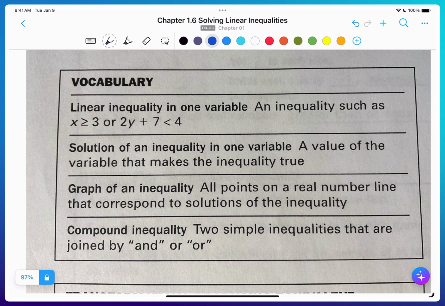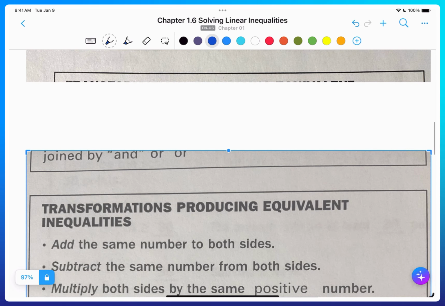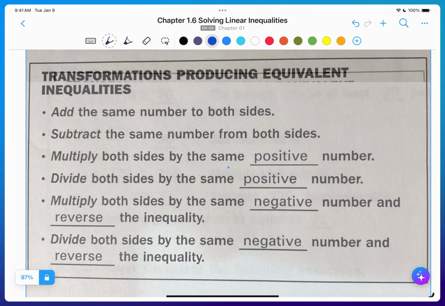What does that mean? Well, if you graph the inequality, you're going to get a shade. You're going to see different types of shades, and I'll show you some of that in a minute. A compound inequality is two simple inequalities that are joined by "and" or "or." Meaning you might have two inequalities that you can lay on one board and they'll overlap, and you'll find some commonalities. That's where the "and" or "or" comes in.